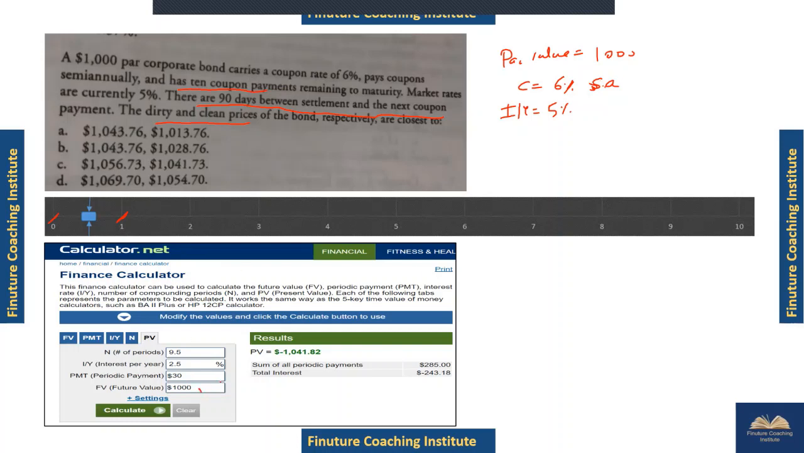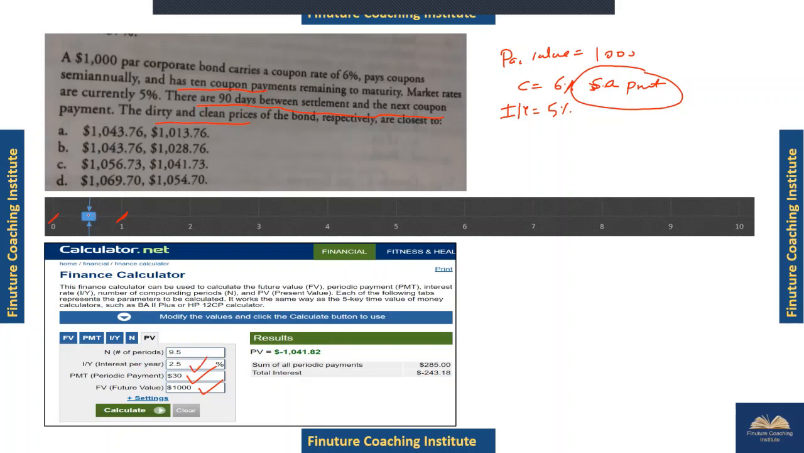So future value is 1,000 and given the PMT is 6% annual and semi-annual payments, so it would be 3%. 6% is annual, so 3% will be semi-annual. There will be a $30 coupon payment at an interval of each 6 months. And IY yearly is 5% that we have been given in the question, so semi-annually it will be 2.5%.